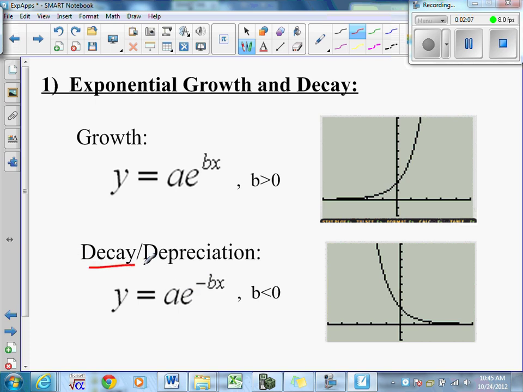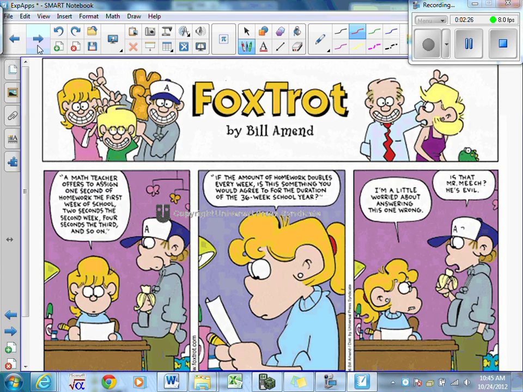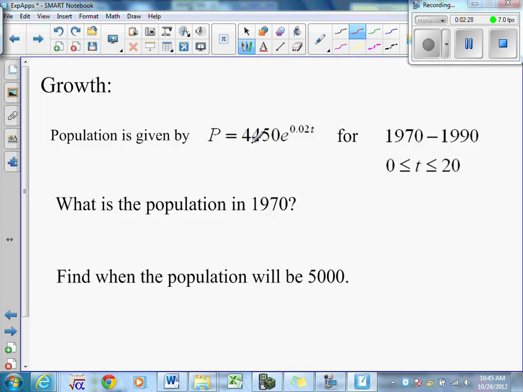If it's going down or depreciating, my b is negative. We did some similar problems before. So here's my graph. If it's positive, it's going up. Here is negative, coming down. So let's look at an example. The population is given by this formula, 4,450 e^(0.02t). What is the population in 1970?